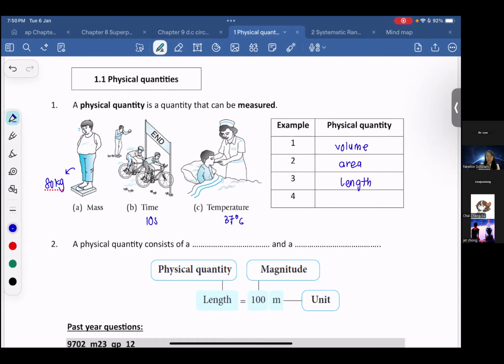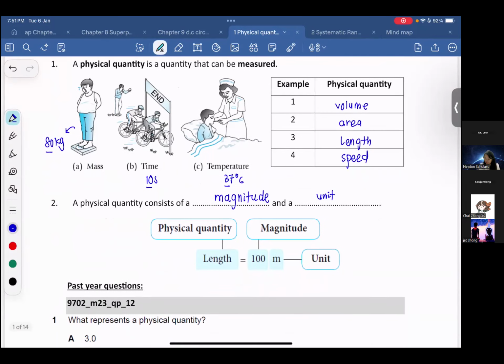Length of your table, you can measure 1 meter. Speed, you can measure how fast, 10 meter per second. So can you find out that 80 kg, 10 second, 37 degrees Celsius, what do they consist of? They consist of magnitude. This is called magnitude, and unit. So a physical quantity has a magnitude and unit. Here, length is 100 m. 100 is the magnitude, m is the unit. So I can say that length is a physical quantity.